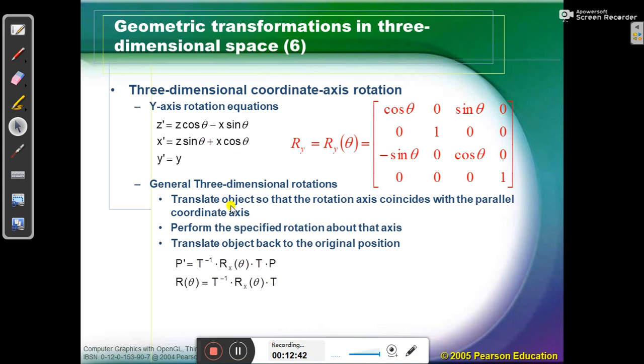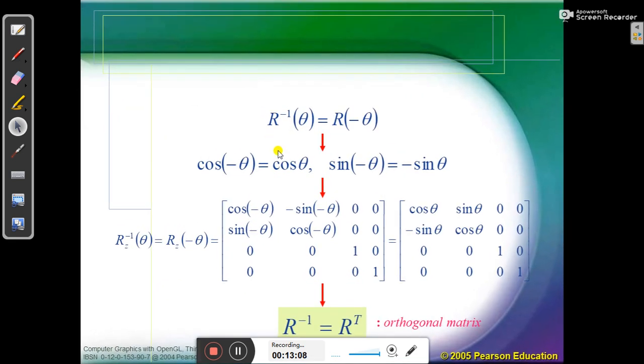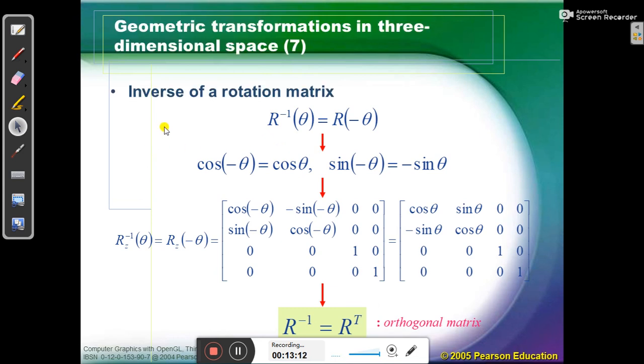Here you can see, translate the object so that the rotation axis coincides with the parallel coordinate axis, perform the specified rotation about that axis, and again translate the object back to the original position. So this is a composite transformation. But the point is that you have to go through all three axis rotations. So here you can see this is the last part of this three-dimensional space transformation.